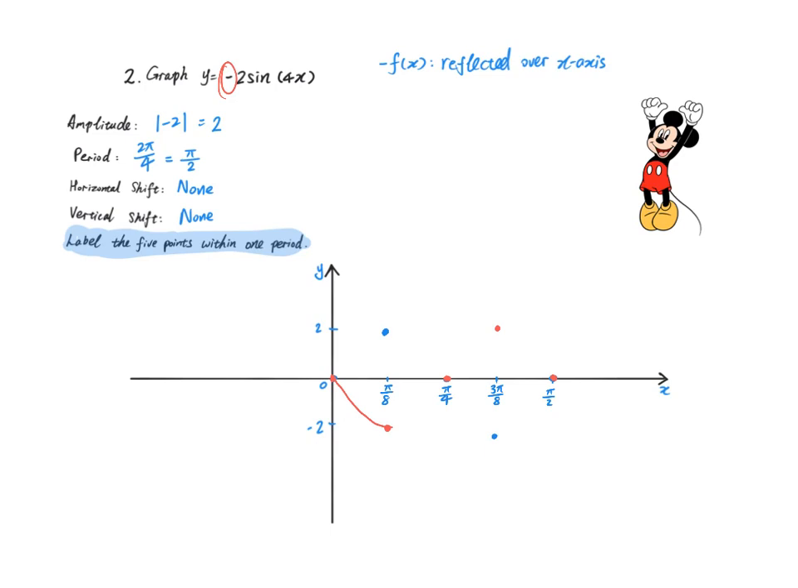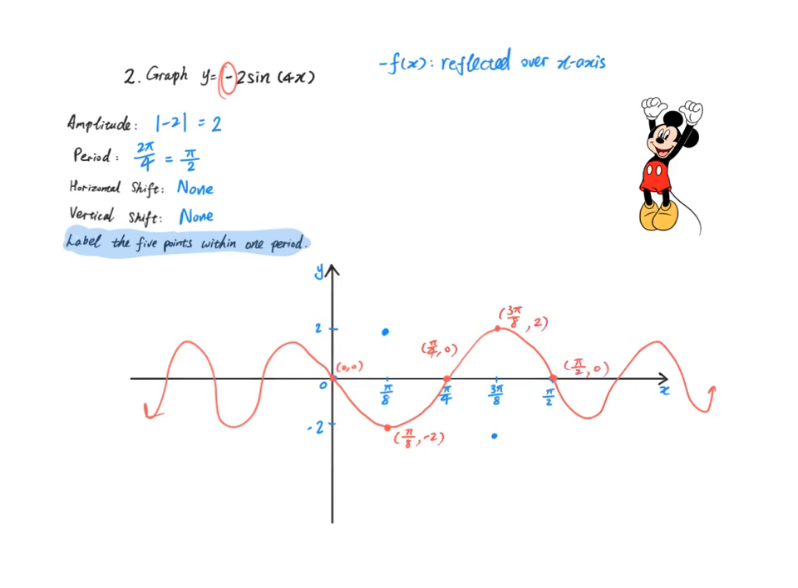Do not forget to use a curved line to connect them, and also continue your curve after. You don't need to be perfect, you just need to show me that the graph continues on both sides. Do not forget to label the 5 points: 0, 0; pi over 8, negative 2; pi over 4, 0; 3 pi over 8, 2; and the last one, pi over 2 and 0.